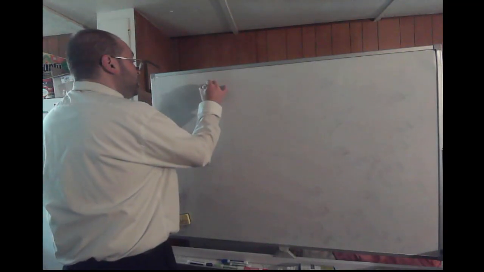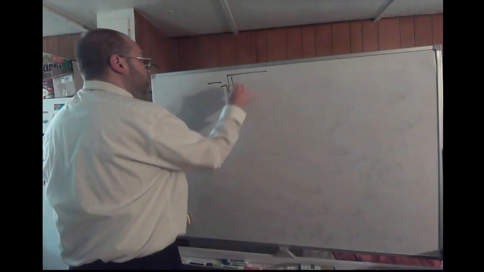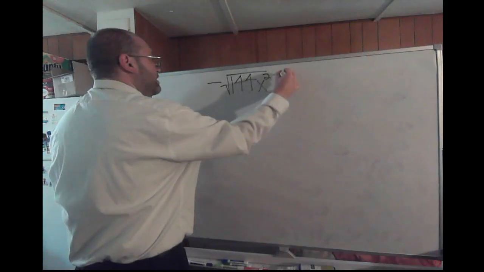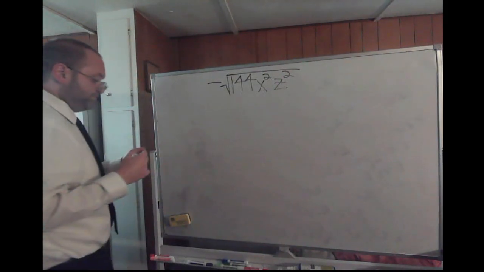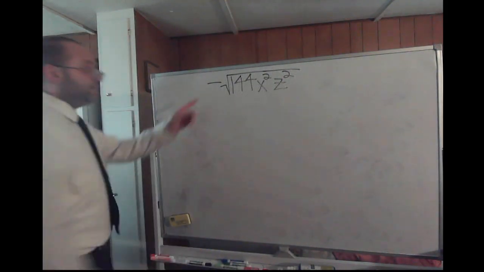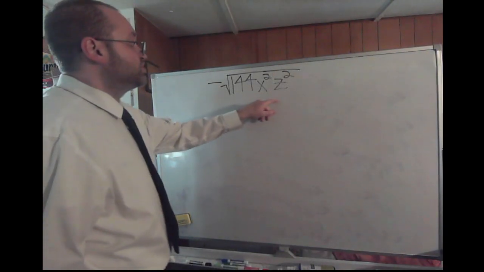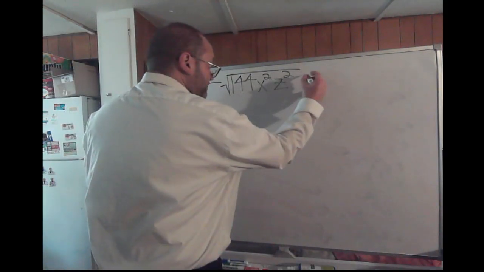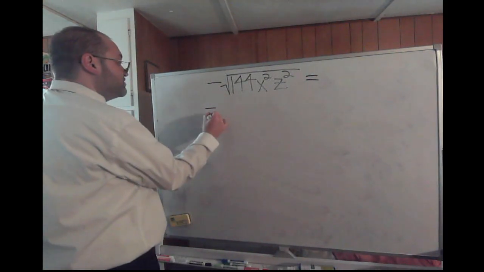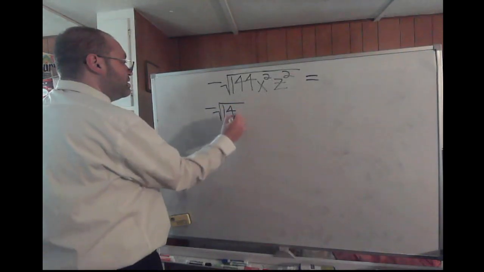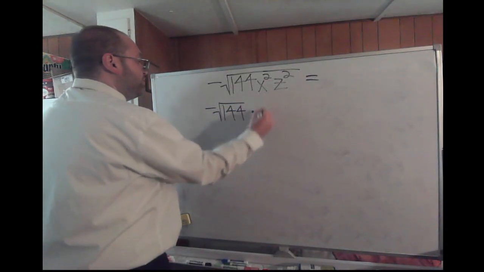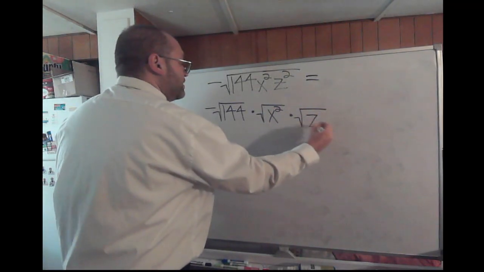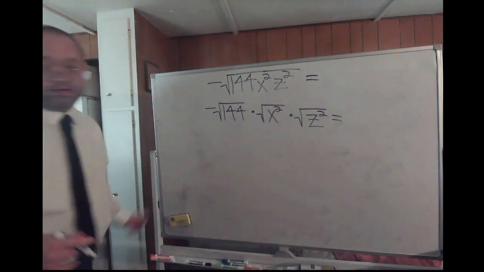We have negative of the square root of 144 x squared z squared. Well, we can separate this into three different square roots. We'll take negative of the square root of 144 times the square root of x squared times the square root of z squared. That would be our next step.